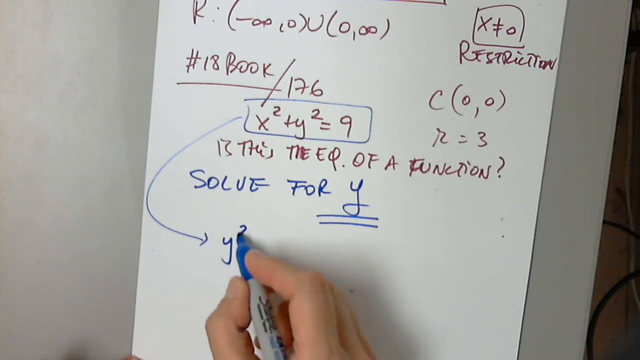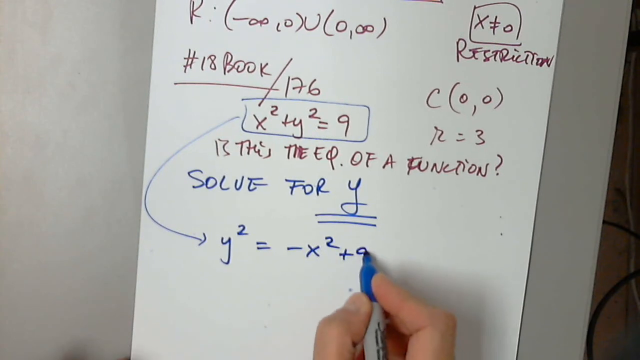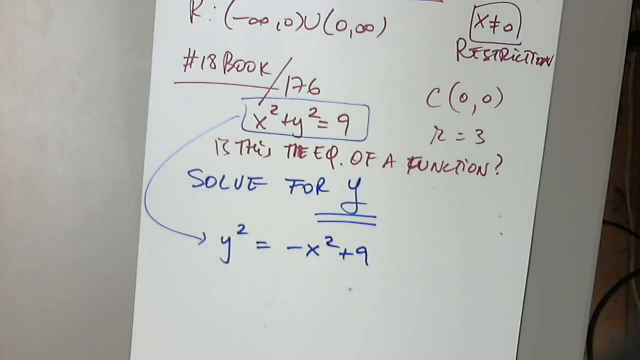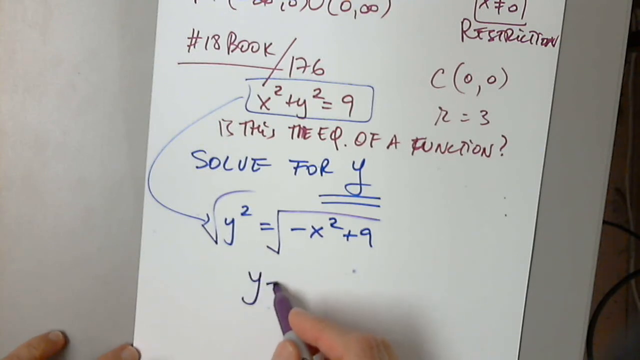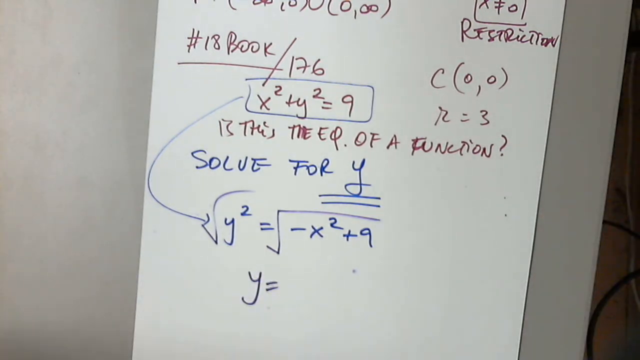Awesome. Y squared equals negative x squared plus 9. Great job. Not yet. It's not finished. One more step. Very good. Awesome. Great job. So then y equals, be very careful now.